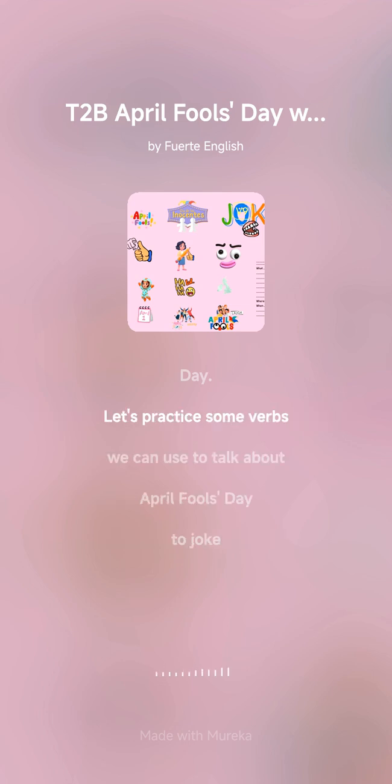Let's practice some verbs we can use to talk about April Fool's Day. To joke, to trick, to prank, to laugh, to surprise, to smile, to tell a joke, to tell a story, to play, to hide, to find, to make a joke, to think, to believe, to wear a costume, to say, to giggle.